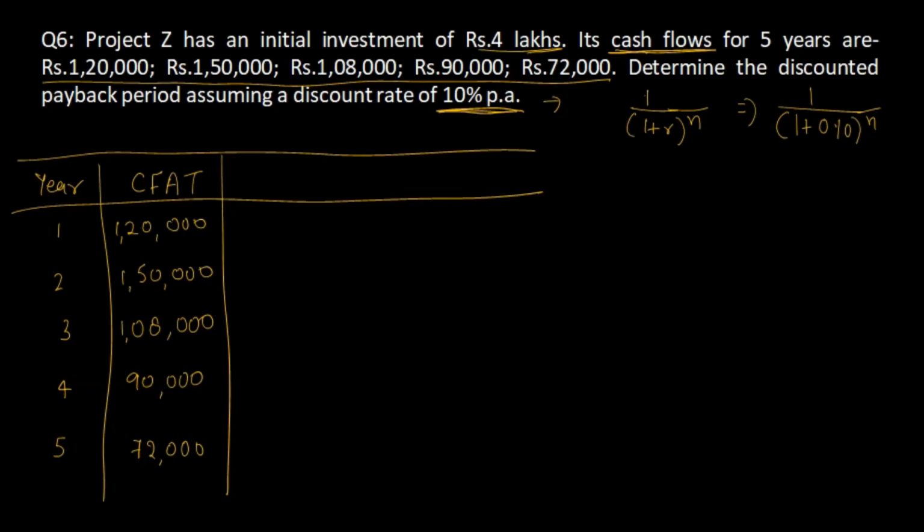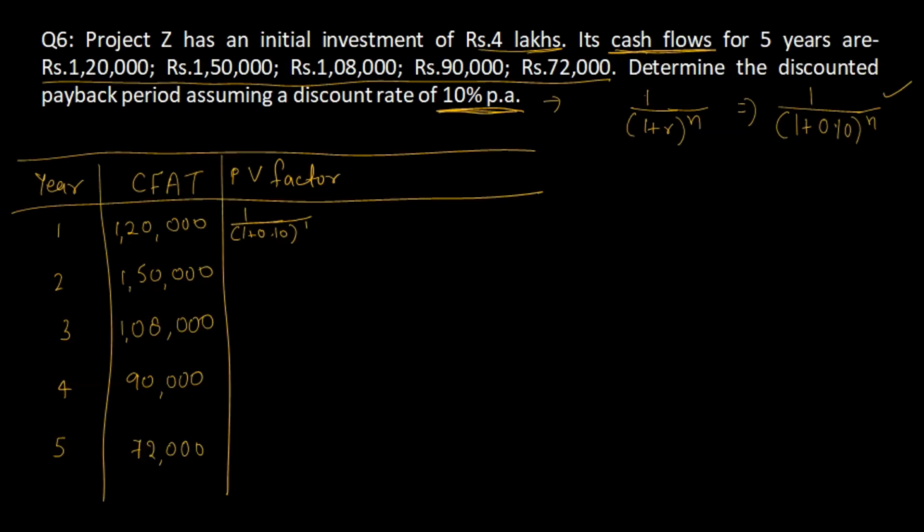Now the main thing is we have to find out cumulative CFAT, but before that, as we are calculating discounted payback period, we have to calculate discounted CFAT. But before it we need to consider the PV factor. PV factor is just this formula: 1 divided by (1 plus r) to the power n, so that means 1 divided by (1 plus 0.10) to the power 1.